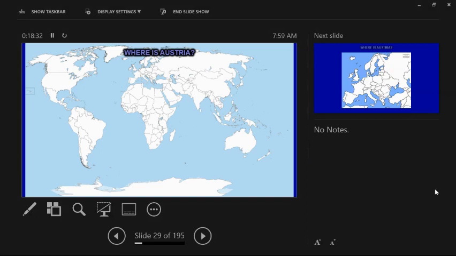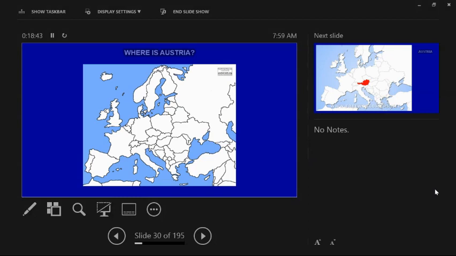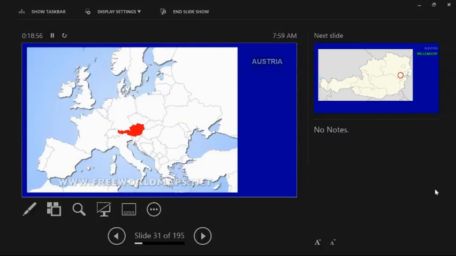So now we're going to go to Austria. Where is Austria? What continent is Austria in? It's in Europe. So let's go to Europe. Which one of those is Austria? It's close to what? Yes, it is close to. It borders Germany and Italy. It's in between Germany and Italy. It's that red one right there.